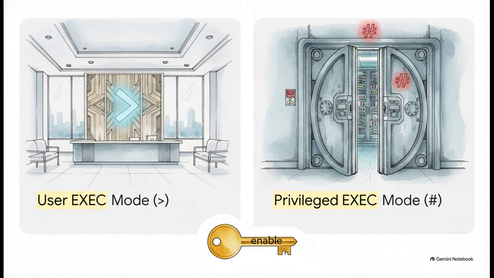User exec mode, which is identified by that greater than arrow, is essentially the public lobby. You have read-only access. You can look around, but you definitely can't touch anything. Privileged exec mode, on the other hand, with the hashtag symbol, well, that's the restricted server room with full diagnostic access. And to escalate your privileges from the lobby to the server room, you use one vital command: enable.